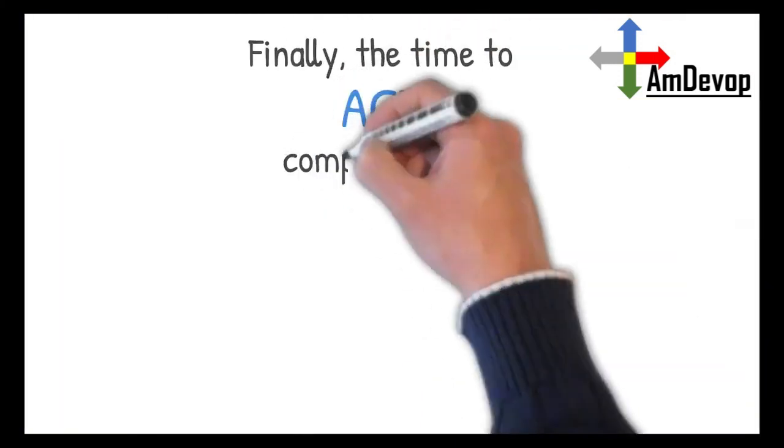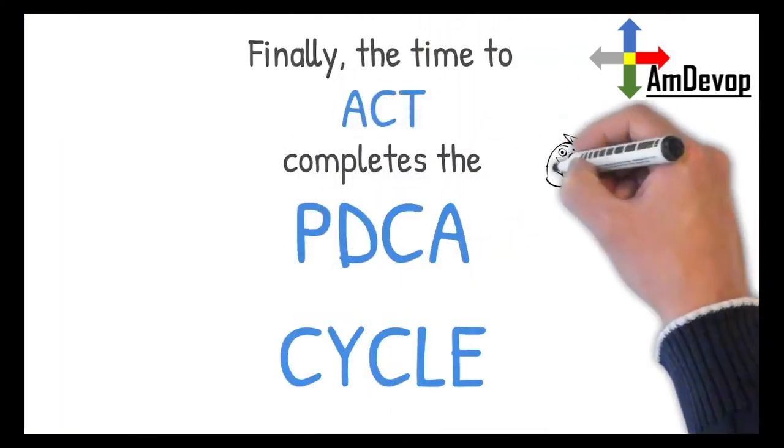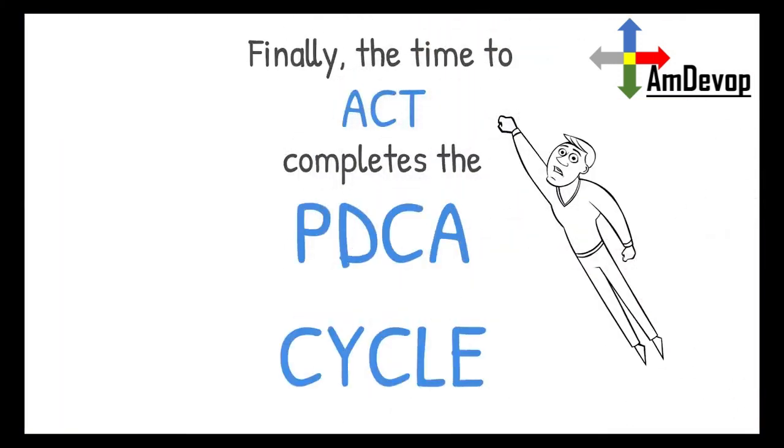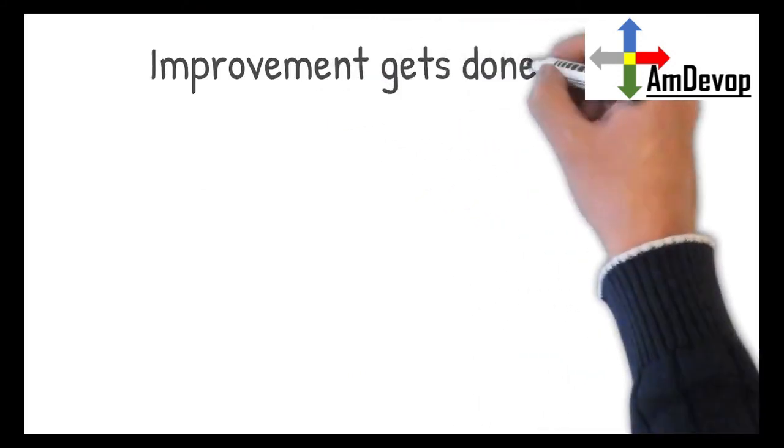And finally, the time to act on your findings completes the PDCA cycle. Improvements get done when we act on nonconformities and corrective actions. This is how we truly achieve continual improvement.